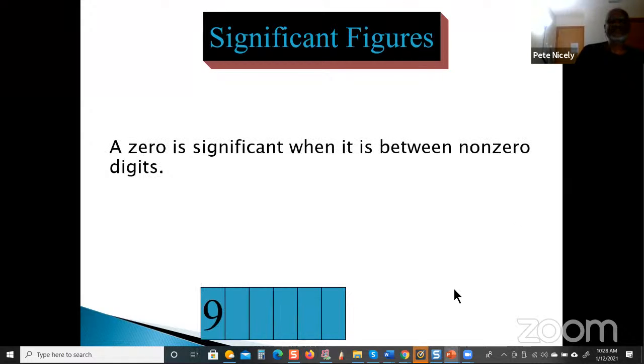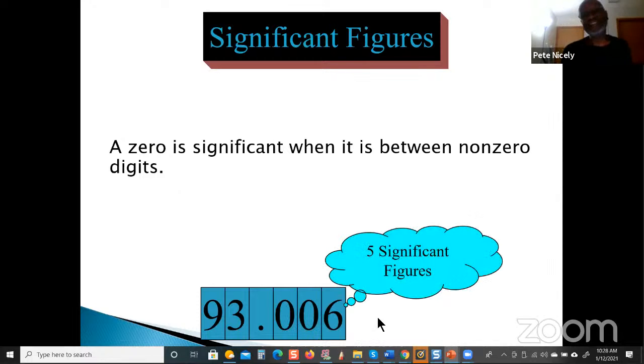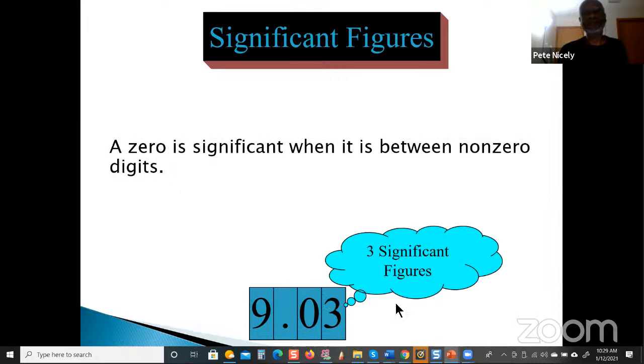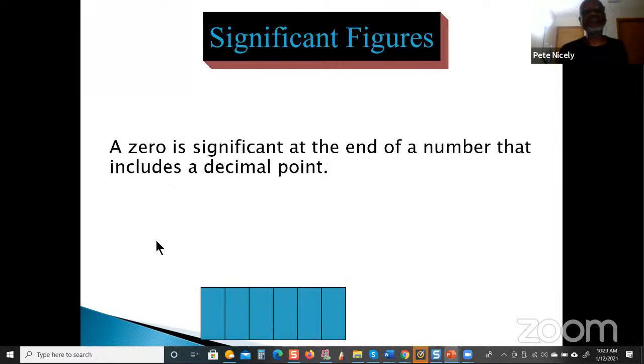Here's another example. And in this case, you'll notice there's a decimal point there. That doesn't make a difference. As long as you have zeros sandwiched between 2 non-zero digits, then those zeros are significant. So we have basically 5 significant digits shown here, all right? Here's another example, 9.03. Again, the 0 is sandwiched between the 9 and the 3. Even though you have a decimal point here, that makes no difference. That 0 is significant, all right?